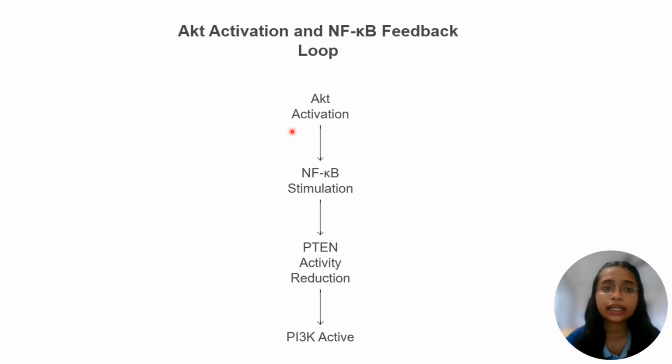So here, when the AKT is activated, it stimulates the secretion of NF-kappa B. In the presence of this NF-kappa B, the activity of this PTEN gets reduced. As the activity of PTEN is reduced, it starts the PI3K pathway. In this way, this pathway can get turned on and turned off as per the requirement inside our body.